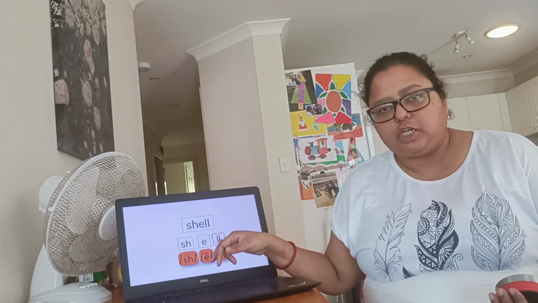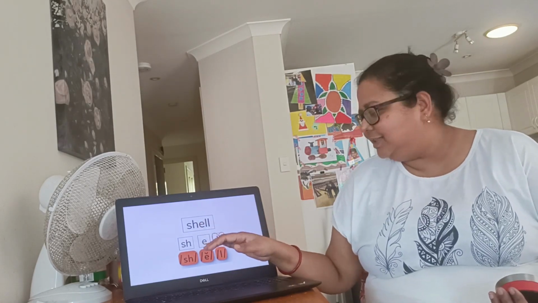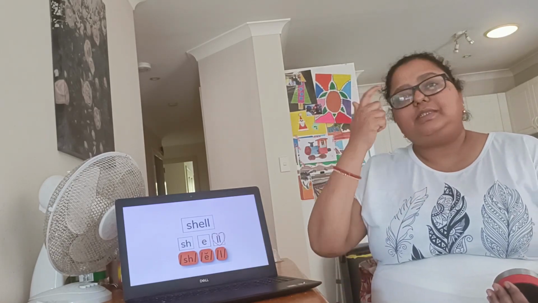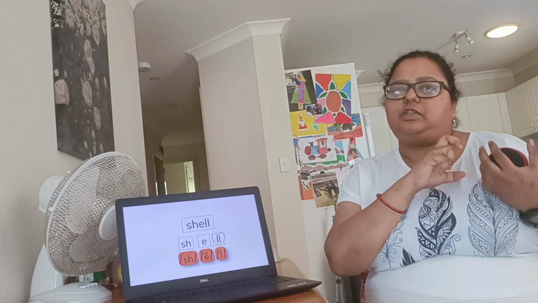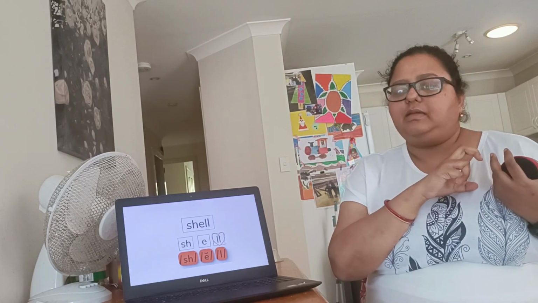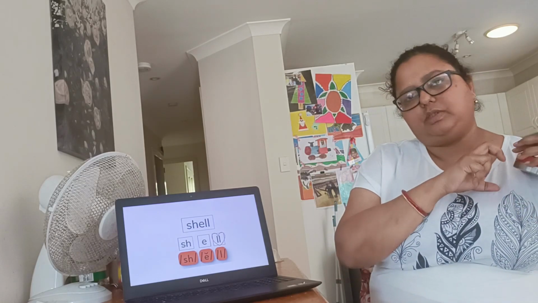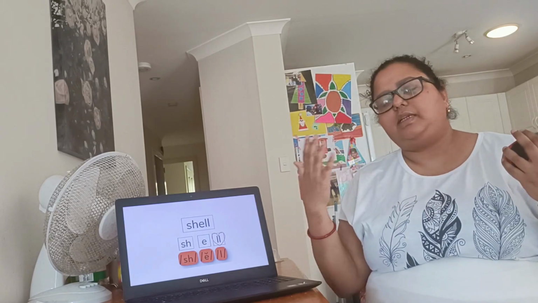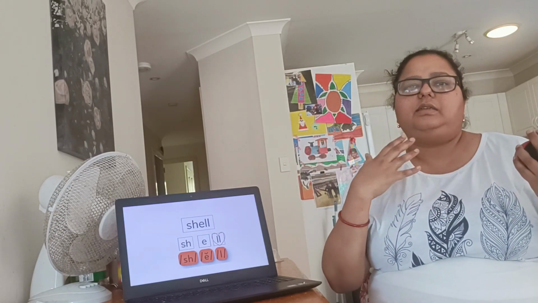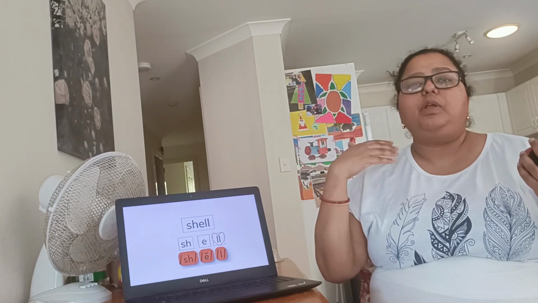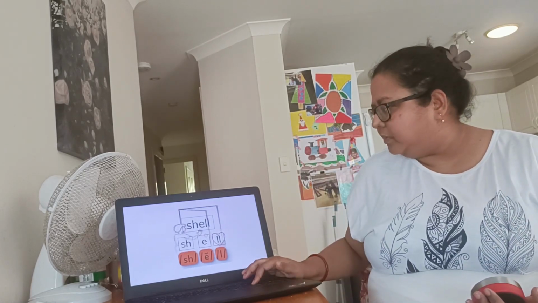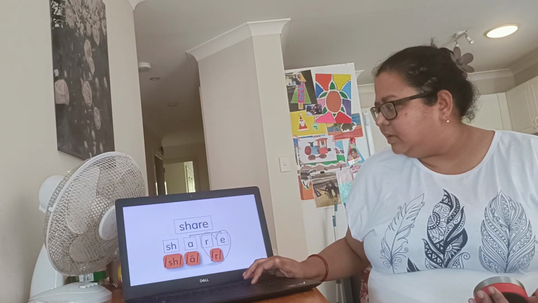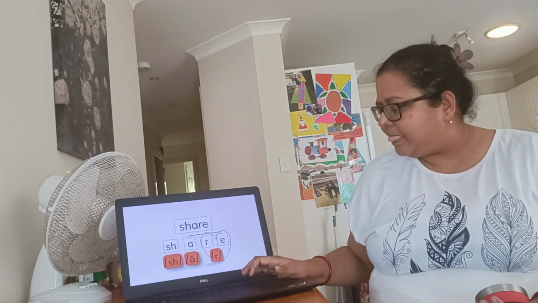So this is a heart word, and I've tried to make a heart around it so that my students can visualize it. I also use a gesture, a heart sign towards my heart, so that they know that I need to keep it in my heart, and I will decode it in the future. And yeah, shut, again a hard word, share.